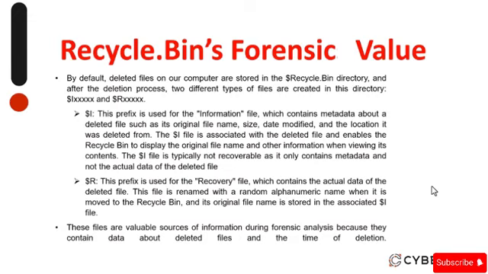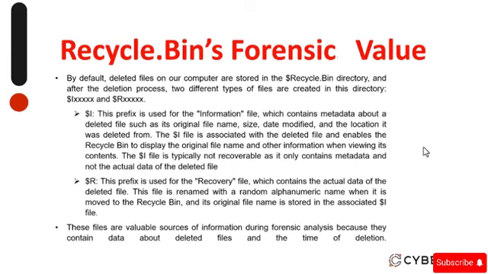$I. This prefix is used for the information file, which contains metadata about a deleted file, such as its original file name, size, date modified, and the location it was deleted from. The $I file is associated with the deleted file and enables the recycle bin to display the original file name and other information when viewing its contents.